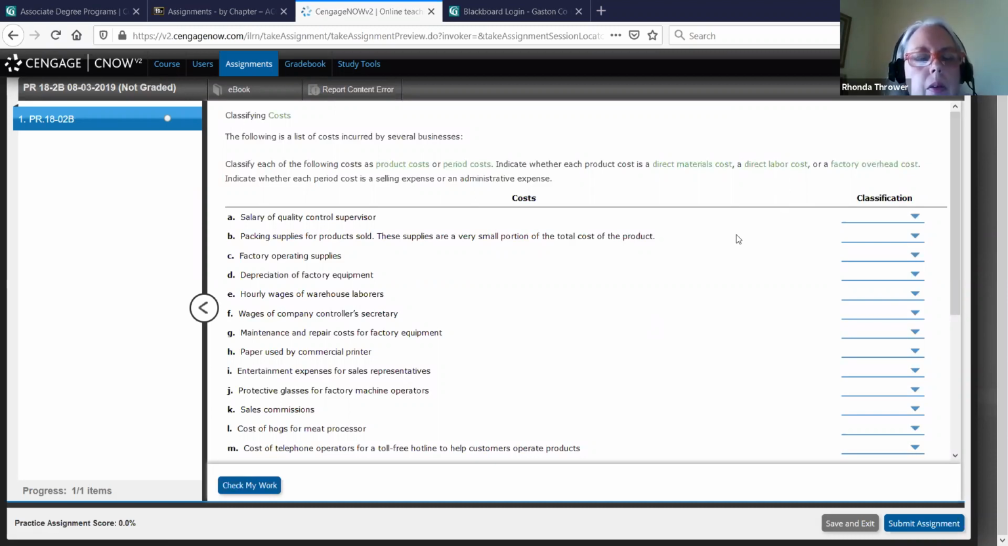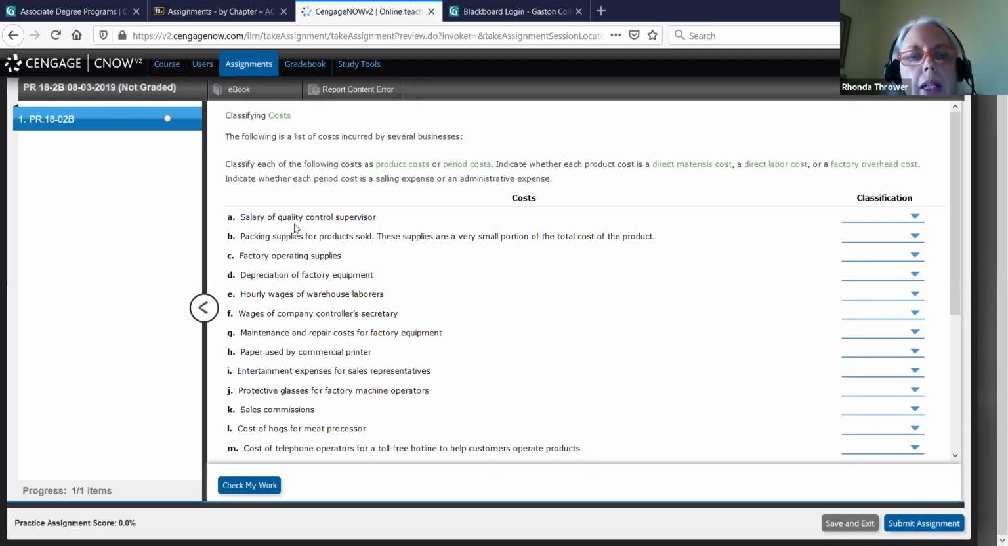Alrighty. We're going to be doing problem 18-2B, and what we're going to be doing is classifying cost. We want to classify each of the following costs as either a product cost or a period cost. We also want to indicate whether each of these is a direct materials cost, a direct labor cost, or a factory overhead cost. This is a list of costs that are going to be incurred by several businesses.